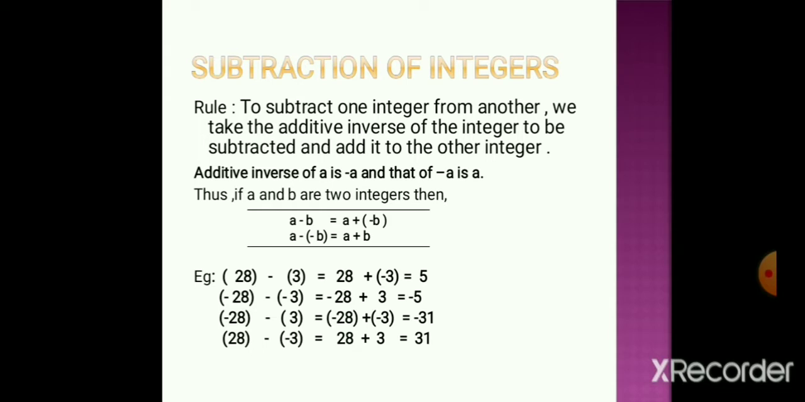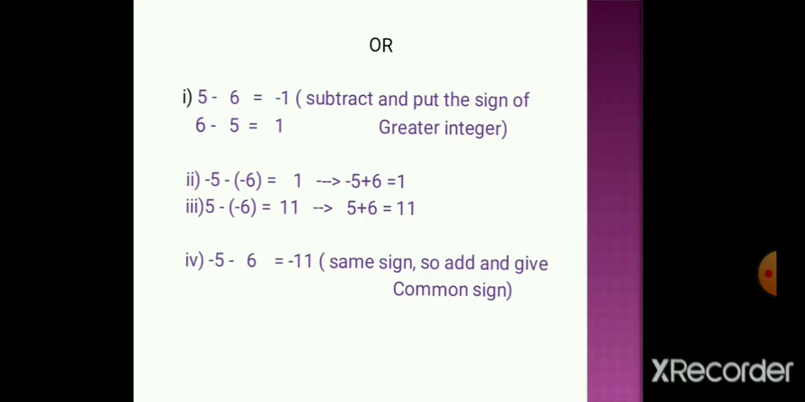Then the third one, minus 28 plus minus 3. Here both have the same sign, so you have to add them and give the common sign. When adding, we get 28 plus 3, that is 31. The common sign is negative, so it is negative 31. The fourth one is 28 plus 3. Adding it, we get 31. Both signs are positive, so it is plus 31 or simply 31. Hope you understand. Find the additive inverse and add it.